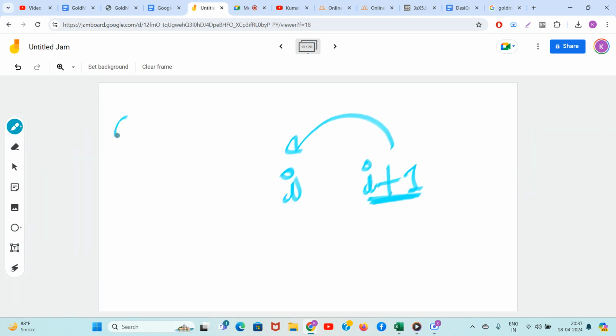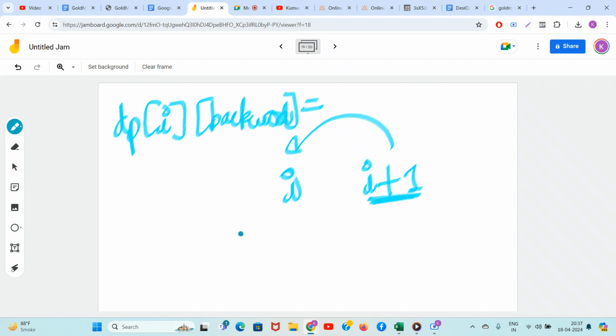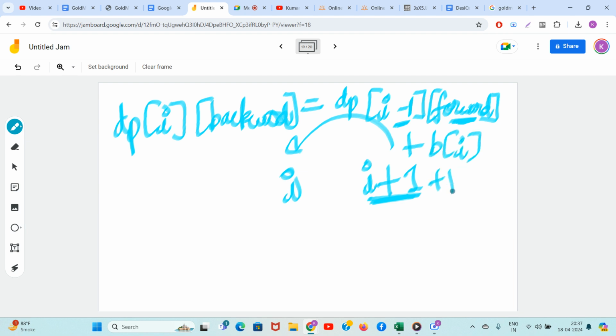DP of I backward is nothing but what? DP of I minus 1 forward. You should be able to reach I minus 1 in a forward fashion. If you are able to reach I minus 1 in a forward fashion, plus the last two numbers, which are those numbers? B of I also you are adding, and B of I plus 1 you are adding. Guys, I can guarantee your third eye has opened at this formula, okay? This formula is solving everything. See how nicely we have made it for you people.